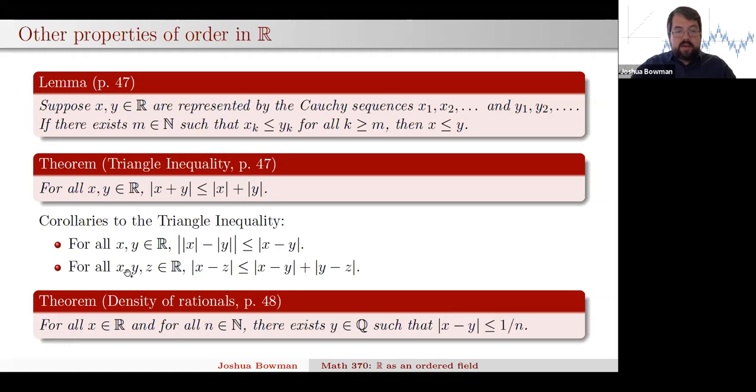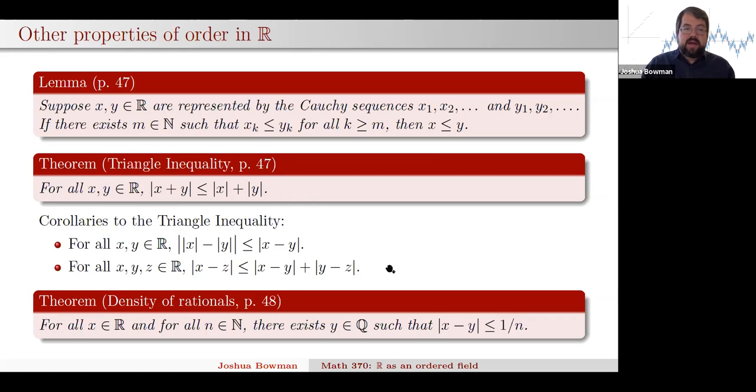Another variant is if you have 3 points, x, y, and z, then the absolute value of x minus z is less than or equal to the absolute value of x minus y plus the absolute value of y minus z. And this is really where the triangle inequality gets its name. If you have 3 points, you might think of this as saying the distance from x to z is less than or equal to the distance from x to y plus the distance from y to z. Okay, so you can't get from x to z faster by going to y first. So these are variants of the triangle inequality that are useful.